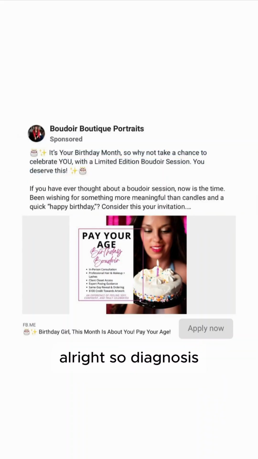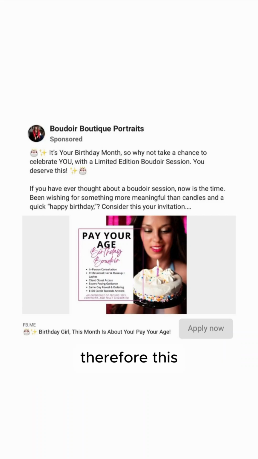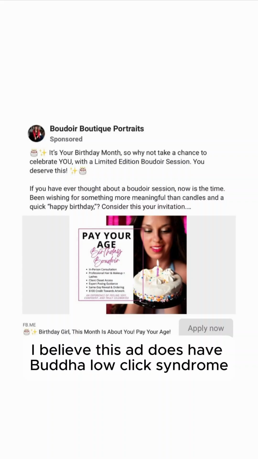All right, so diagnosis, do we believe this has BLCS, aka Boudoir low click syndrome? Yes, I believe the unique CTR is under 6%. Therefore, I believe this ad does have Boudoir low click syndrome.